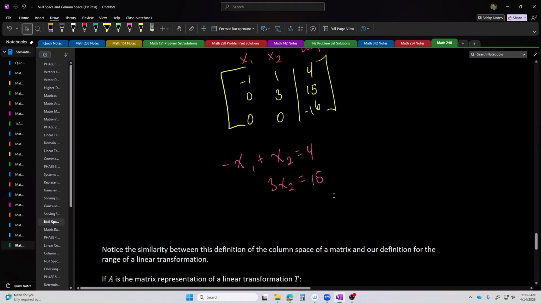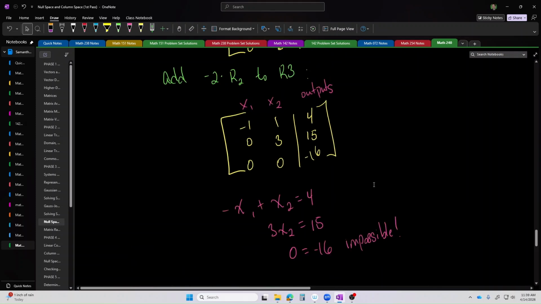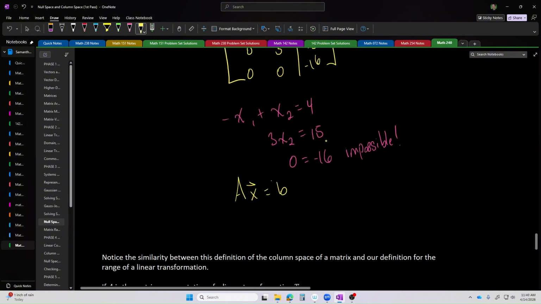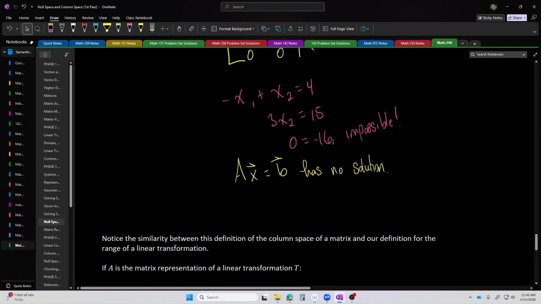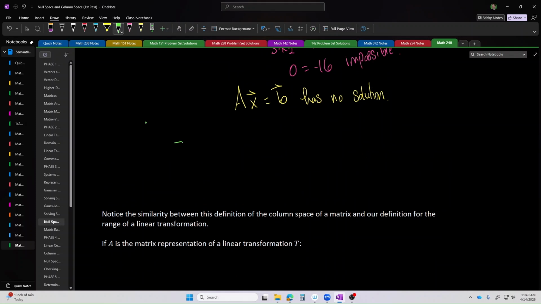but there's a big issue with the third row. The third row is demanding that 0 is equal to -16, which is impossible. We've ended up with a pivot in the outputs column of the augmented matrix. This Ax equals B equation has no solution. This is an inconsistent system of equations. So as a result, we must conclude that this B is not in the column space of this matrix A. This B is not in the set of vectors that this matrix A is capable of producing.